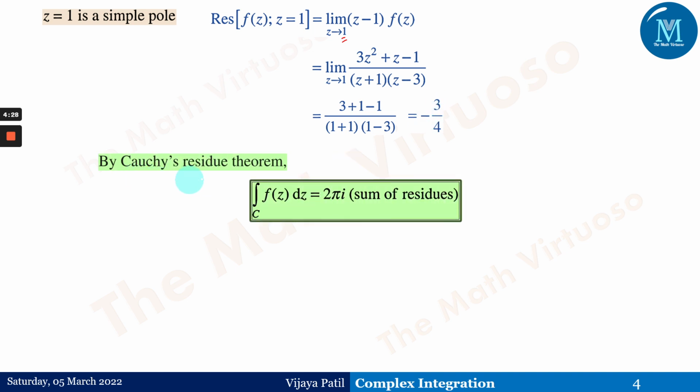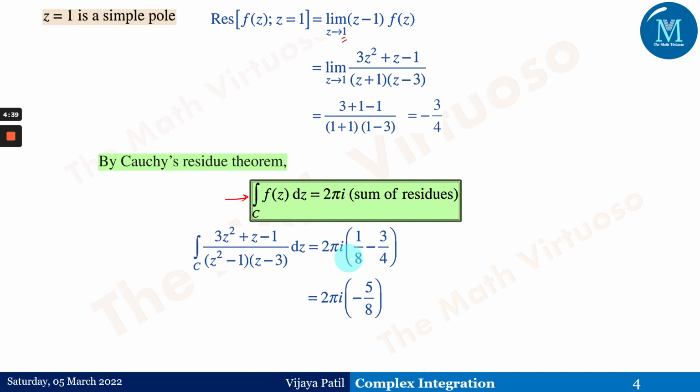And therefore by Cauchy's residue theorem, the statement is 2 pi i into the sum of residues. We have got two residues, 1 by 8 and minus 3 by 4. So the addition of them into 2 pi i is the value of the integral, which is nothing but minus 5 pi i by 4. So this is the answer for the first question using the residue theorem.